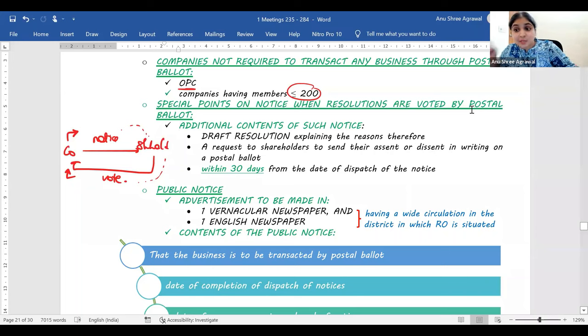Then we learned, it doesn't matter when you received the notice. It doesn't matter when you are sending your vote. What matters? When did the company send the notice? When is the company receiving the vote? The company should receive the vote within 30 days of sending the notice. Guys, tell me, did everybody understand this point? Give me a confirmation. Yes, we will see when the company sent the notice, and within 30 days from that, the company should receive the vote.